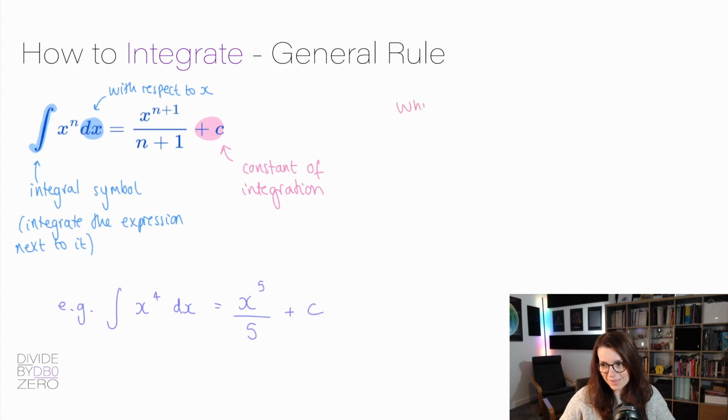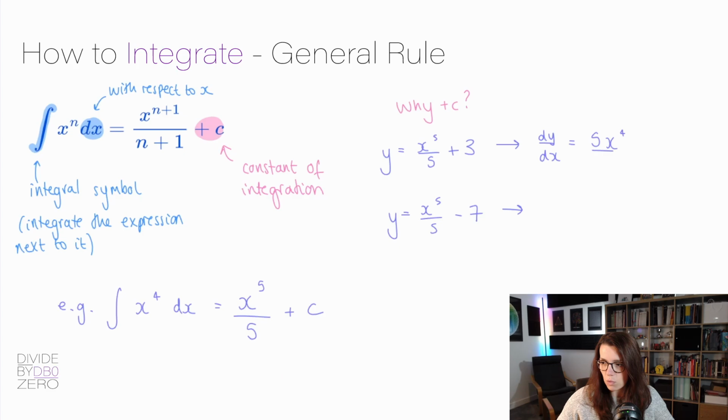Let's have a look at why plus c is needed. Imagine you had two different equations, so y equals x to the power of 5 over 5 plus 3, let's say, and also y equals x to the power of 5 over 5 minus 7. If you were to differentiate both of these, in both cases, you'll get dy dx is 5x to the power of 4 over 5. You bring the power down and then reduce the power by 1. That then simplifies to x to the power of 4. And in the other equation, if you differentiate it, you'll get the exact same thing.